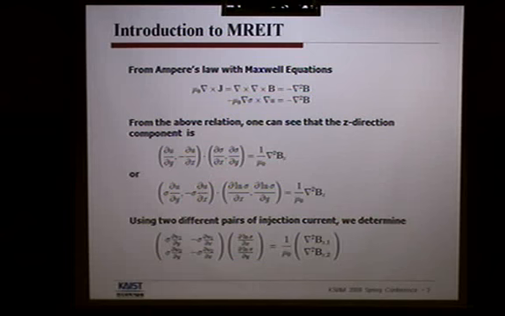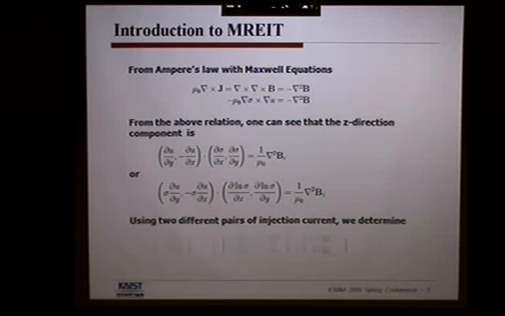So we have two currents, and two electric potentials. You obtain these equations, and solving these equations, you obtain the sigma.